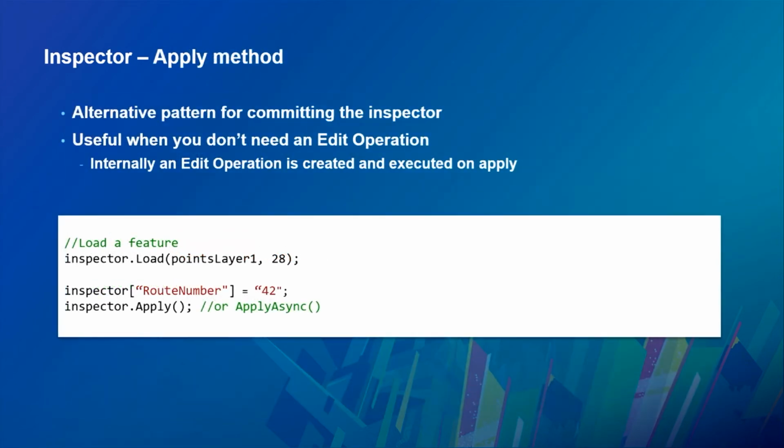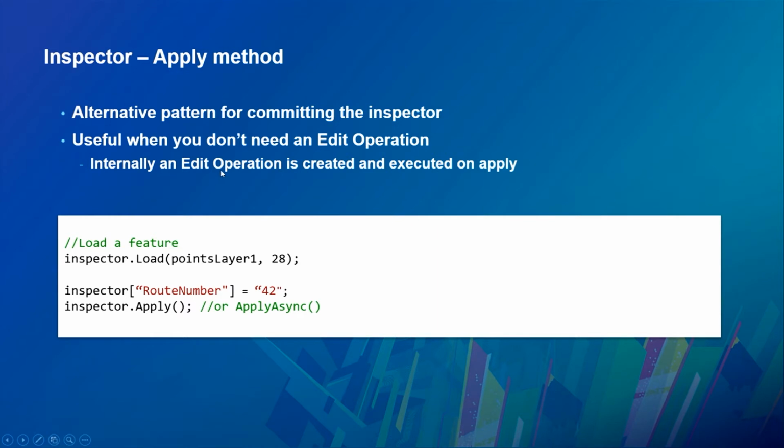All right. Inspector apply. So inspector has a method called apply. It's an alternate pattern for committing the inspector. So in the previous example, I said EditOperation.modify inspector execute. You can bypass all that nonsense by just saying inspector.apply. So it's useful when you don't need an operation and you don't care about what the name is going to be called on the undo stack. It'll just create one for itself called update feature attributes or something like that from memory.